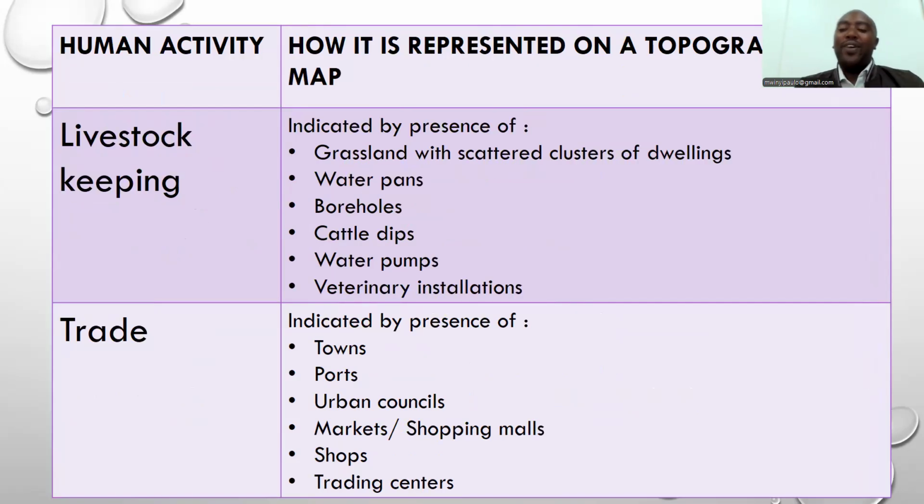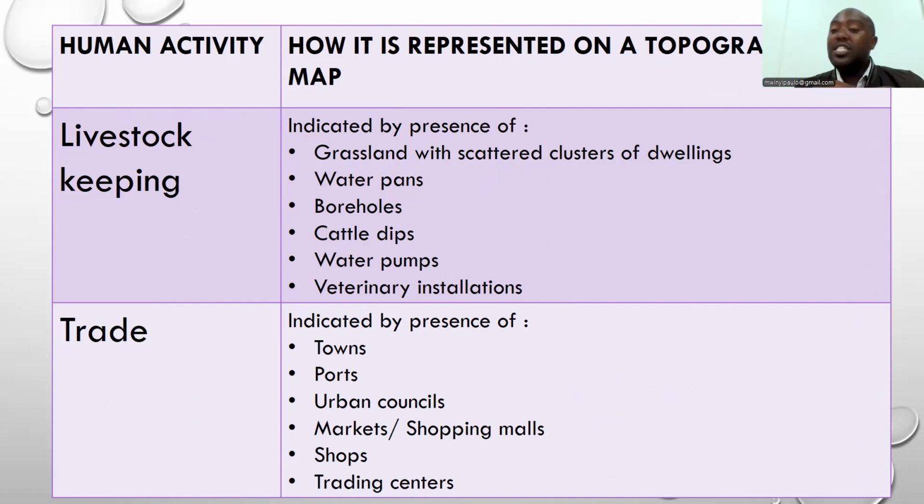Next, the keeping of livestock. What shows that there is livestock keeping on a topographical map? One, grassland with scattered clusters of dwellings, water pans, boreholes, cattle dips, water pumps, and veterinary installations.